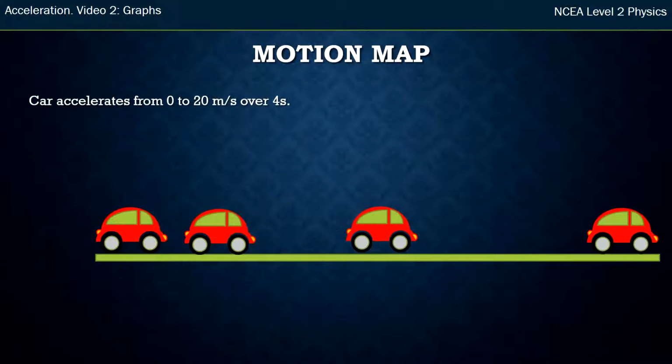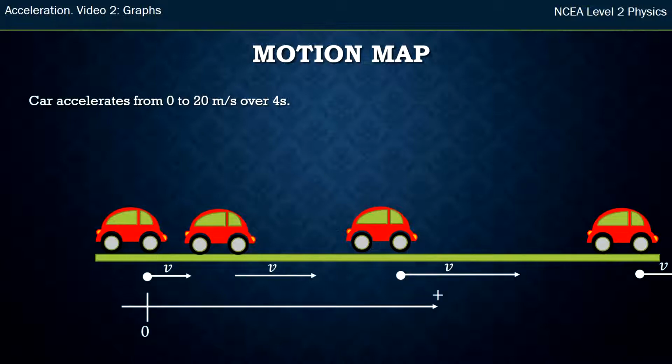So here we have a car accelerating from 0 to 20 meters a second over 4 seconds. I've displayed that using a picture taken every second of the car. You'll notice that the distance between the pictures of the cars increases as the car gets faster and faster every second. So for the motion map, what we've added first is a coordinate system. I've chosen it to point to the right.